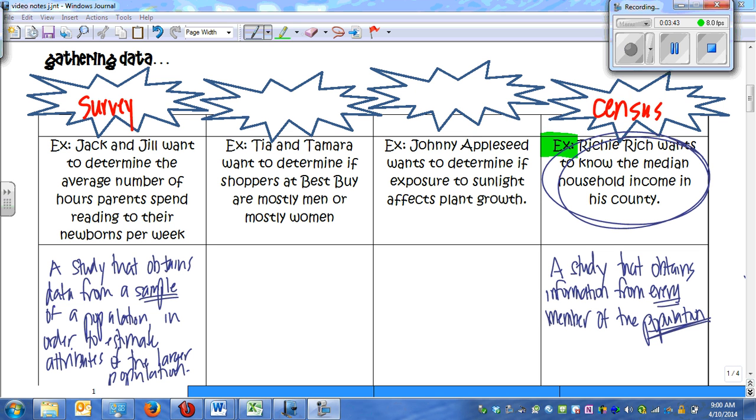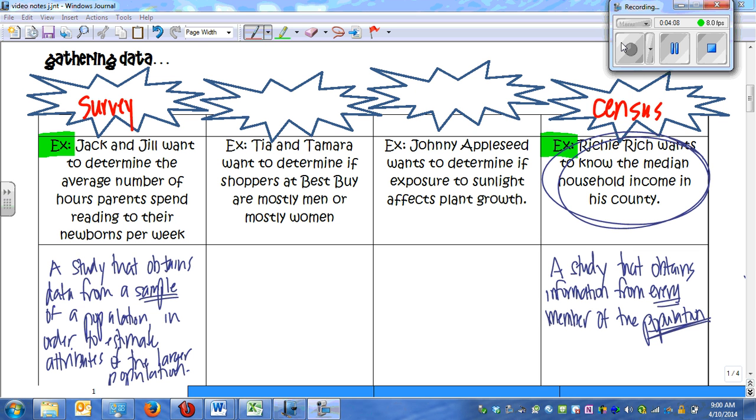For example, if Jack and Jill want to determine the average number of hours parents spend reading to their newborns in a week, it would be impossible for them to get this data from every parent in the country or the world. A more practical thing for Jack and Jill to do is survey just a small sample of that population that they're targeting.